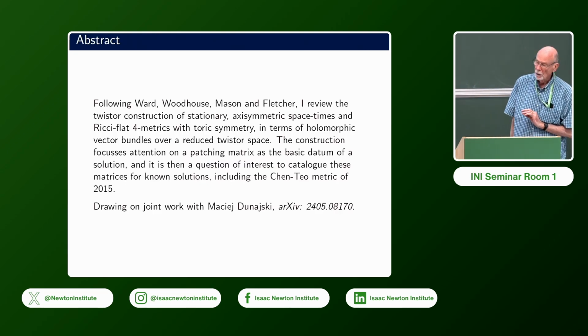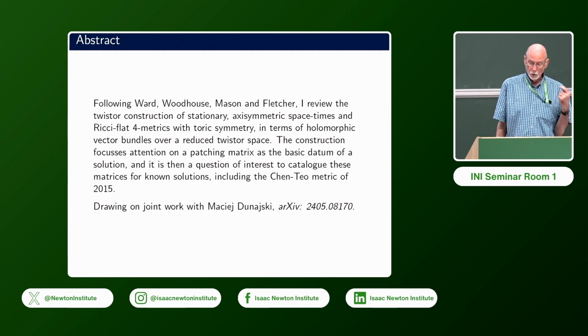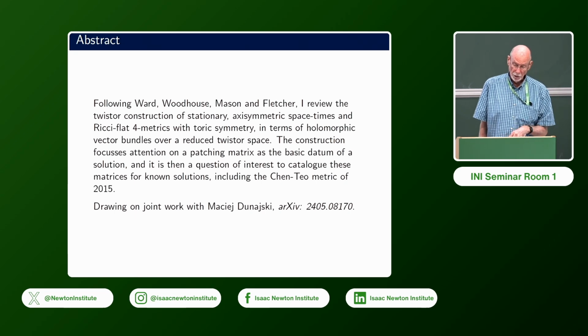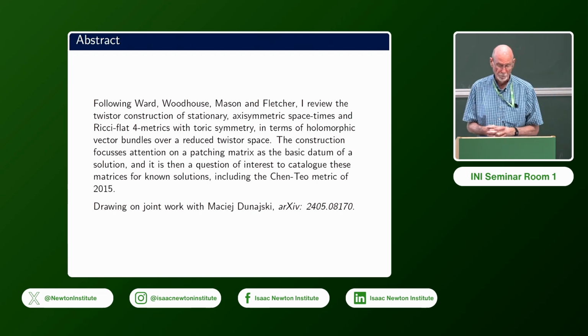So here's the abstract. About 30 years ago, these people, Richard Ward, Nick Woodhouse, Lionel, who's here, James Fletcher, produced the twistor construction of these things. So as I said, it's stationary axisymmetric spacetimes, so that's Lorentzian, or Ricci flat four metrics with toric symmetry, where I'm thinking that is Riemannian, and you can construct such things in terms of holomorphic vector bundles over a reduced twistor space, and I shall have to say what the reduced twistor space is.